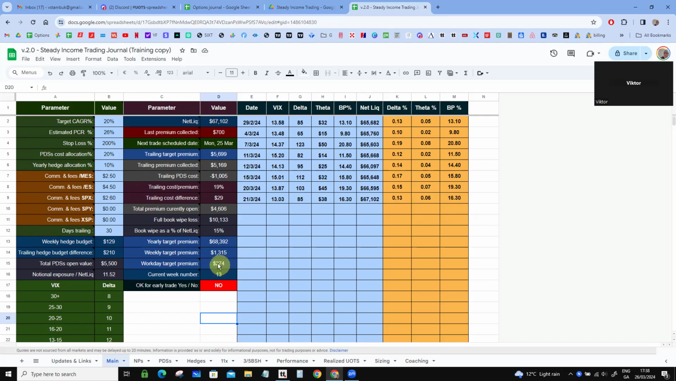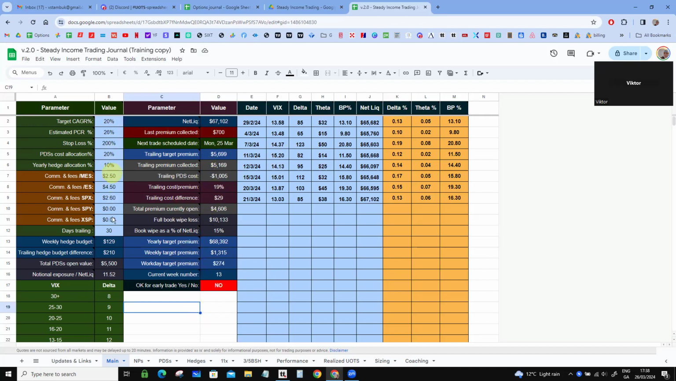The workday target premium is just something to give you a little snapshot so you can see what the target per day is, but you don't really use that unless you want to do a daily trade. Then you can take a look at that and see if you can target something like it. Current week number just calculates what week of the year we are in. Early trade, yes or no, I explained earlier. All of these are formulas, so you don't touch any of these.